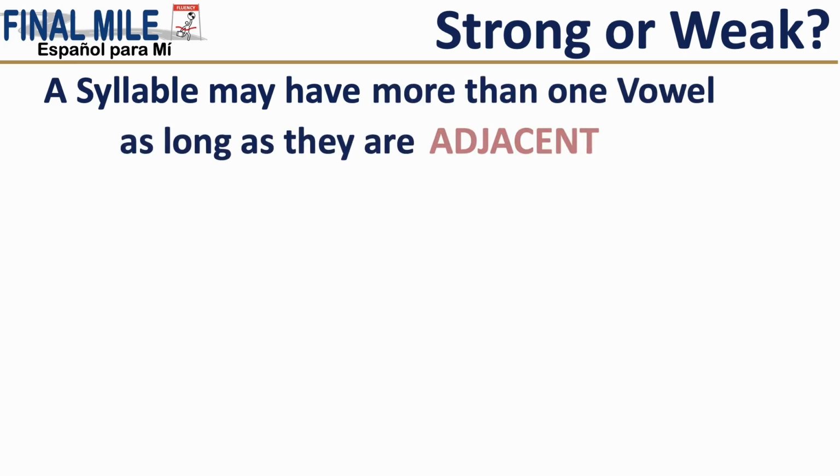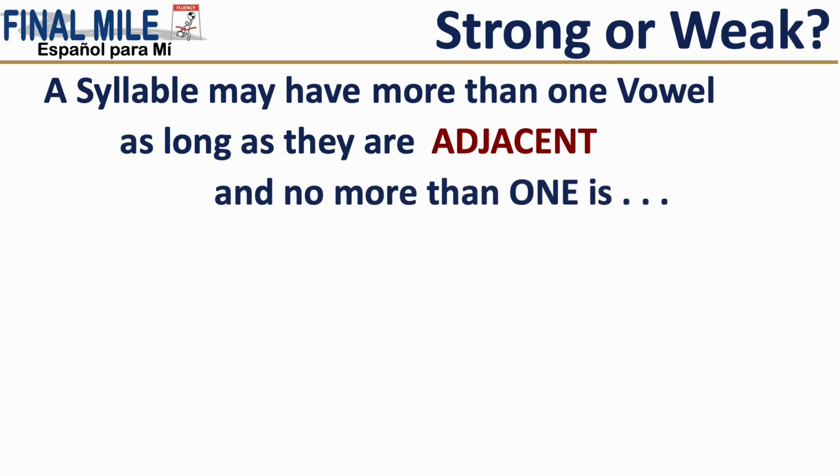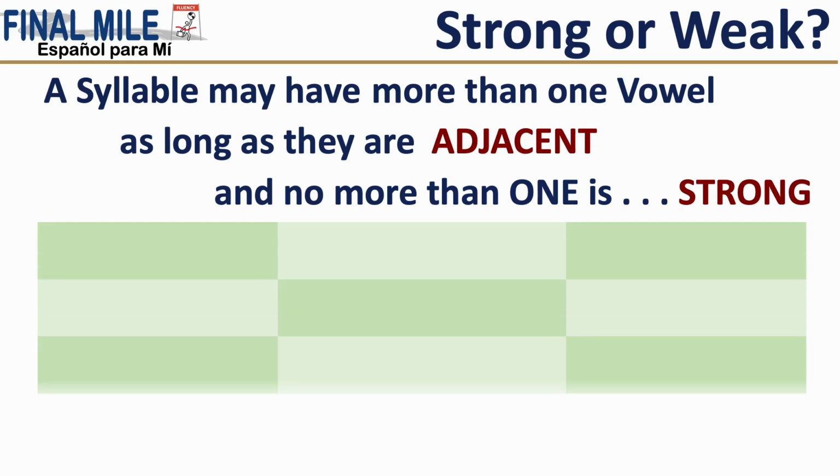This is a very important rule. A syllable may have more than one vowel as long as they are adjacent. They cannot be separated by a consonant. Okay, that would be another syllable. So they can have more than one vowel as long as they are adjacent and no more than one is strong.